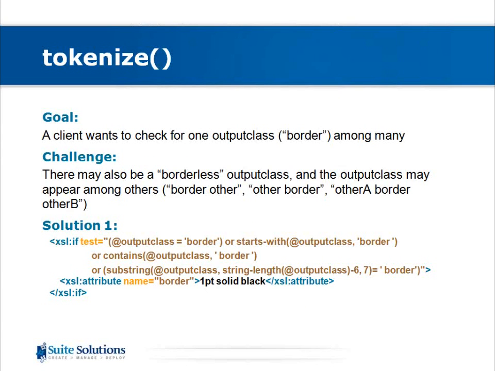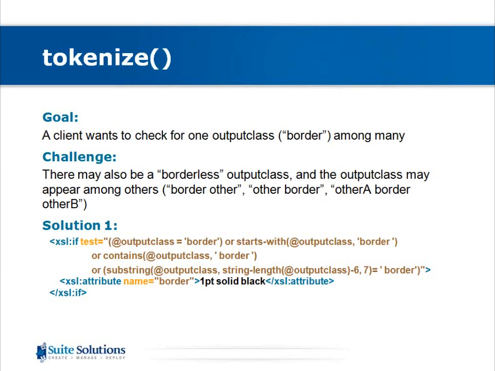And we also can't test that the output class contains border because there may be another value, such as borderless, which means the exact opposite or means something different, which also contains the same text. So we want to test specifically whether there is the word border within the output class, either with a space before or a space after, or no spaces before, no spaces after. How do we do that?